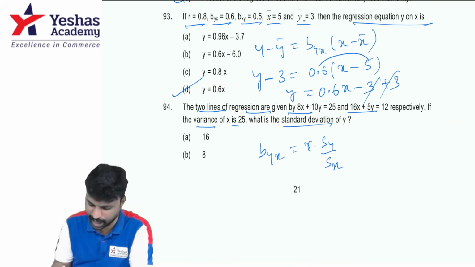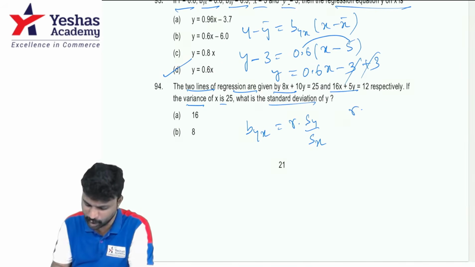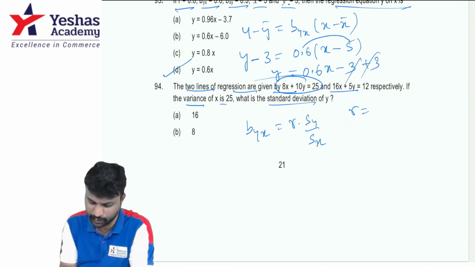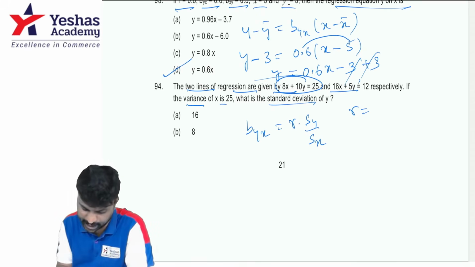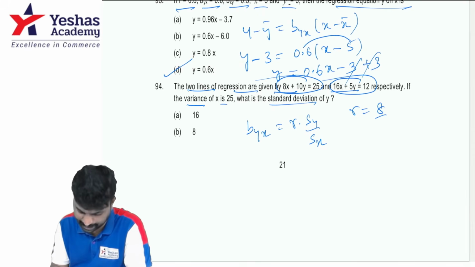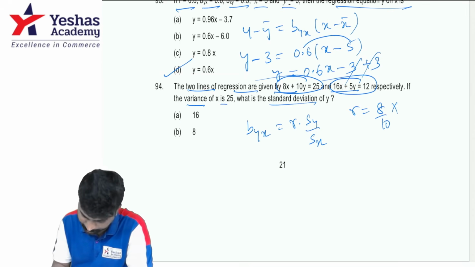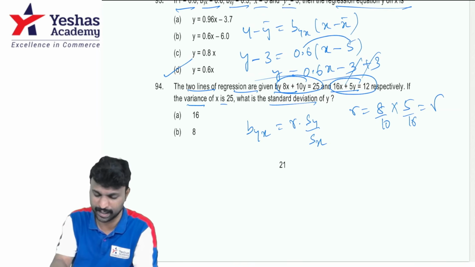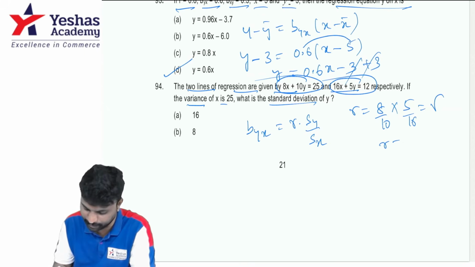So how do I compute R? If I want to compute R, I have to assume the first equation as Y on X, second equation as X on Y. So from the first equation, what I have to do? X by Y. Second equation, Y by X. Take your calculator. 8 divided by 10 into 5 divided by 16. Press equal to, then press the root, 0.5.